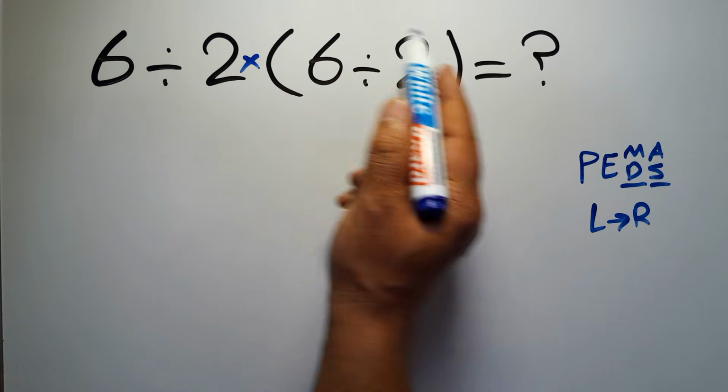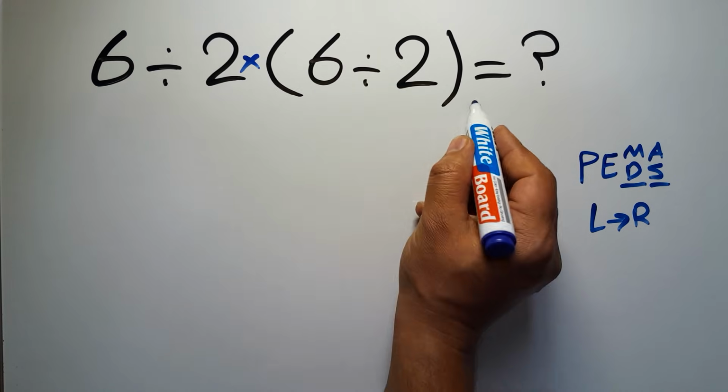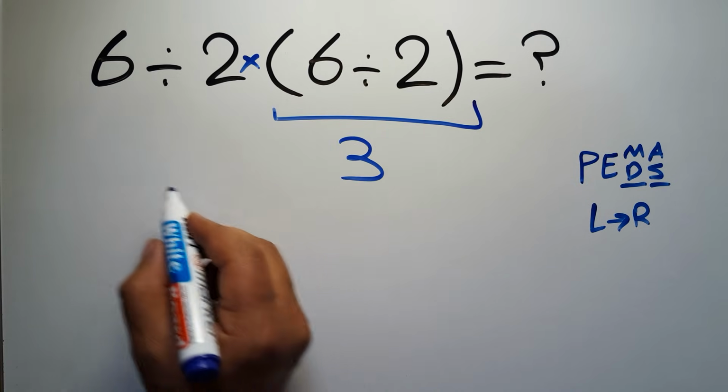Okay, so first this parentheses. Inside this parentheses we have one division. 6 divided by 2 gives us 3. So 6 divided by 2 then times 3.